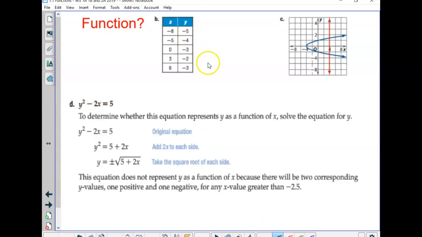So is this one a function? Can you tell from this list? -8, -5, 0, 3, 6. Is this a function? No. Is this a function?